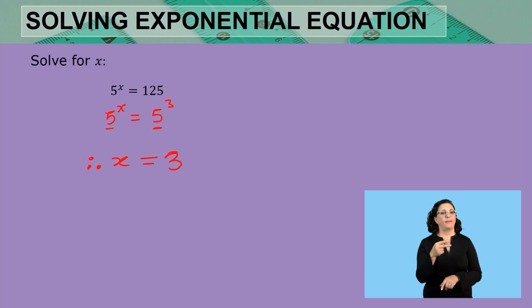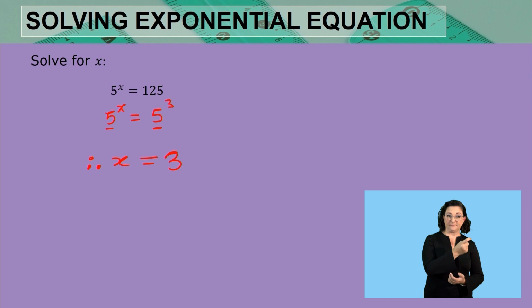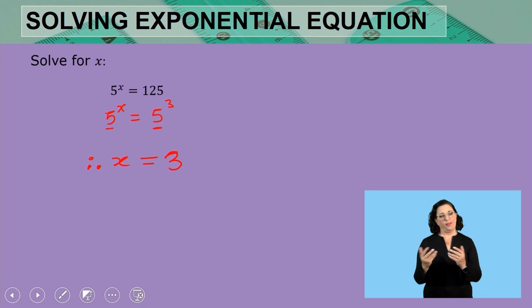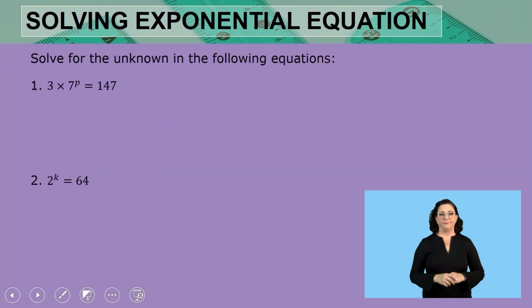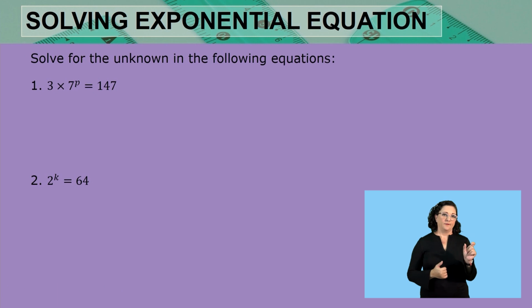So this means that x = 3, because 5 exponent x, where x is the number that we don't know, is equal to 5 exponent 3. So that number that we don't know is 3, because the powers are equal and the bases are the same. Let's work on these two examples.